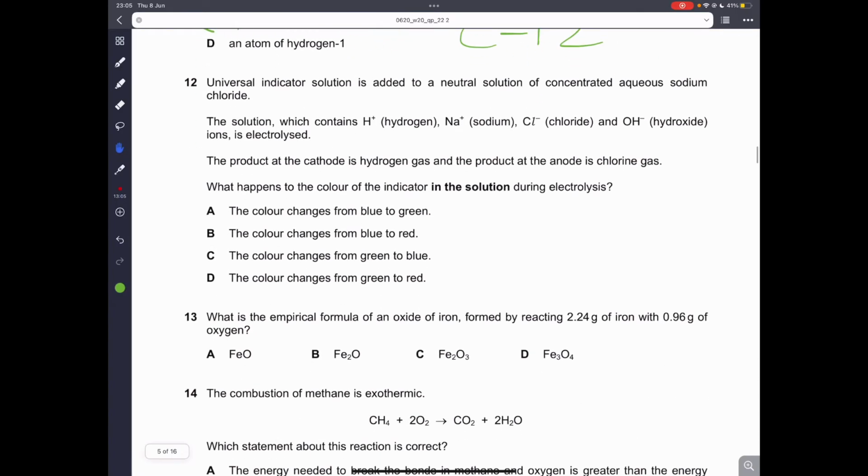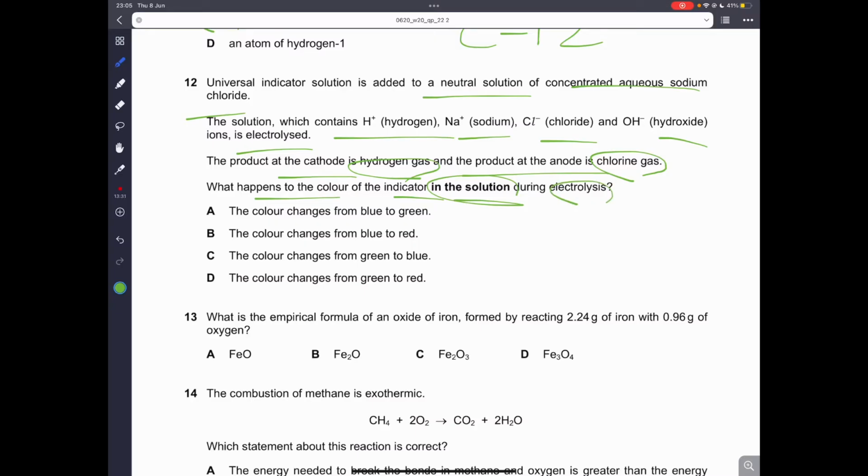Question 12. Universal indicator solution is added to a neutral solution of concentrated aqueous sodium chloride. The solution, which contains hydrogen ions, sodium ions, chloride ions, and hydroxide ions, is electrolyzed. The product at the cathode is hydrogen gas, and the product at the anode is chlorine gas. What happens to the color of the indicator in the solution during electrolysis?